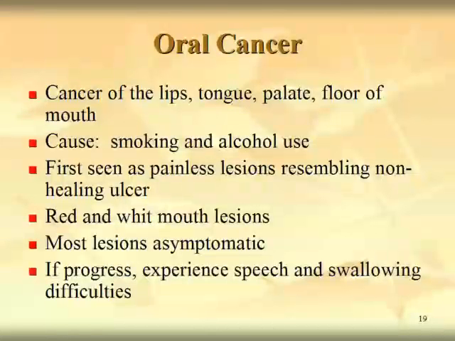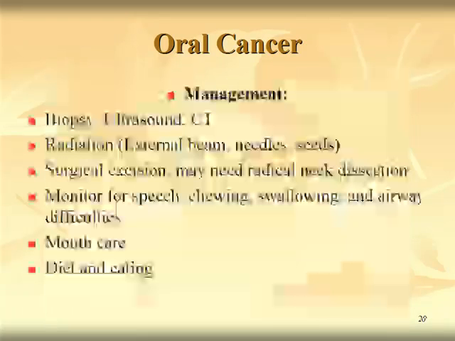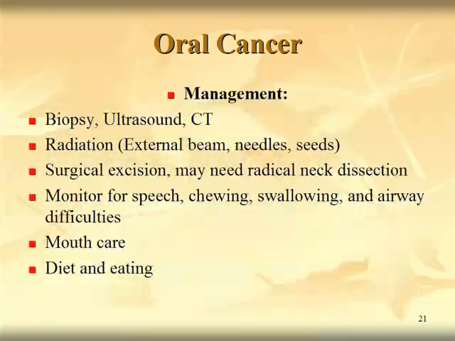The first symptom is usually a painless lesion that resembles a non-healing ulcer in the mouth. They may have red and white lesions in the mouth, and usually these lesions are not painful, they're asymptomatic, and if the patient has a progression of these, they'll experience some speech and swallowing problems. This picture shows an example of an oral lesion that's noted to be oral cancer. It's going to be diagnosed by biopsy and ultrasound and also CT to check involvement in other areas and tissues of the body.